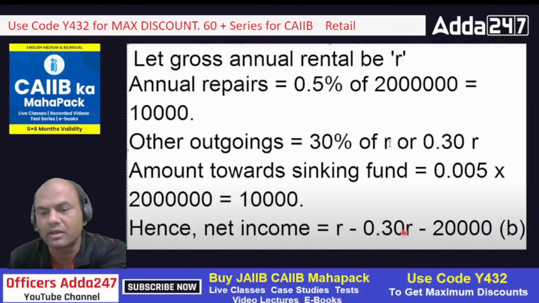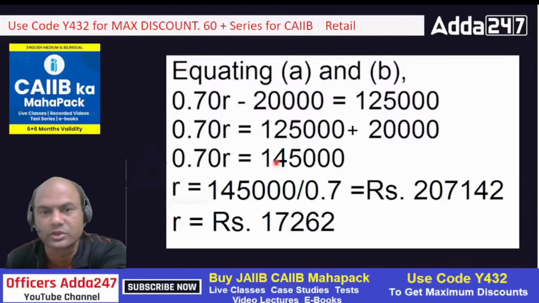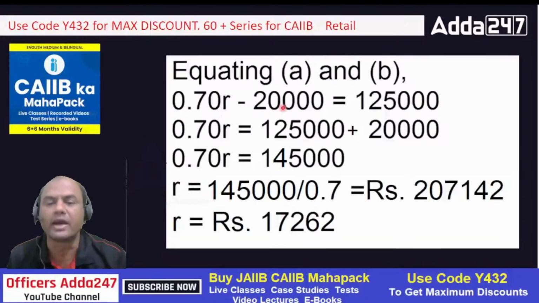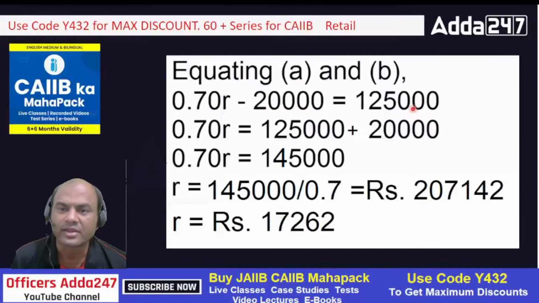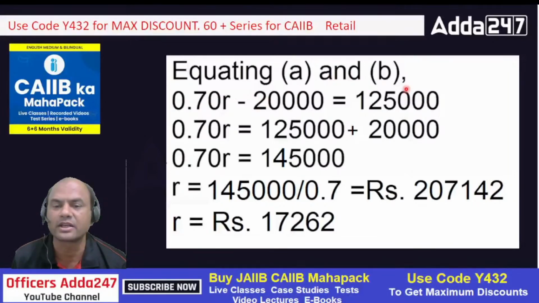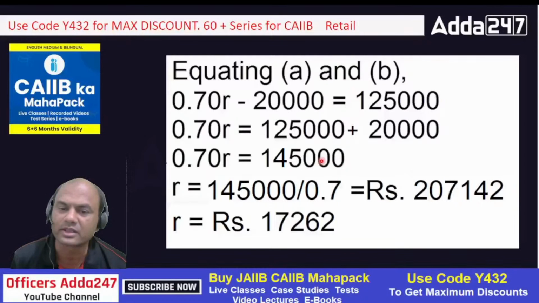So 0.7 R minus 20,000 equals what? 1,25,000, isn't it? This is my attack and this is my defense, isn't it? So 0.7 R becomes what? Take 20,000 to the other side, it becomes 125 plus 20, right? So 0.7 R equals 145,000, of course with all the three zeros, okay?